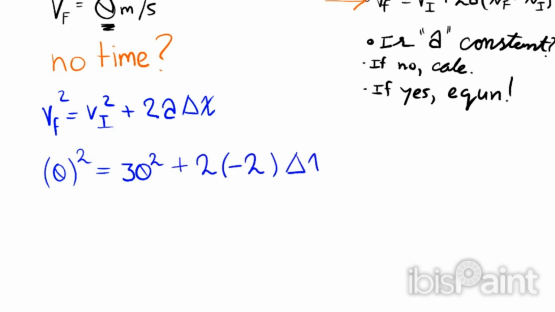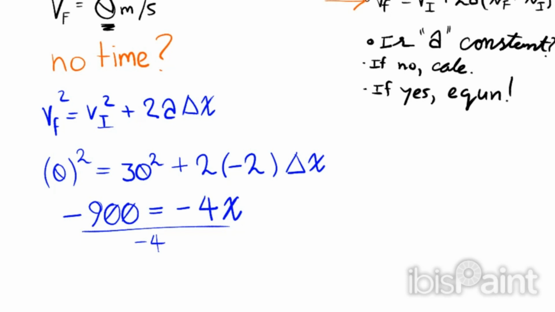Now the final speed is 0. We start out at 30. Square both sides. Plus minus. This will be negative 4 delta x. Okay, we move the 30 to the other side. Negative 900 equals negative 4 delta x. We can sanity check, and the lucky thing is that both sides are negative. That should be delta, but it's fine.